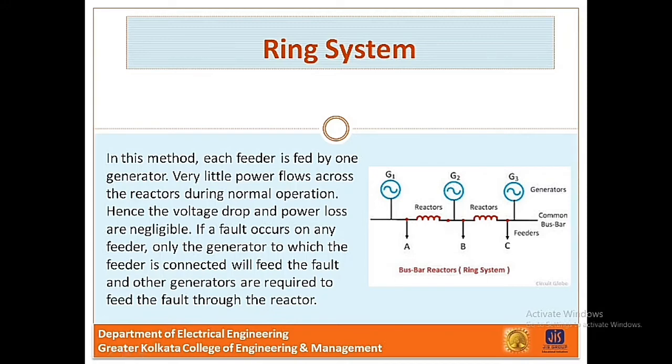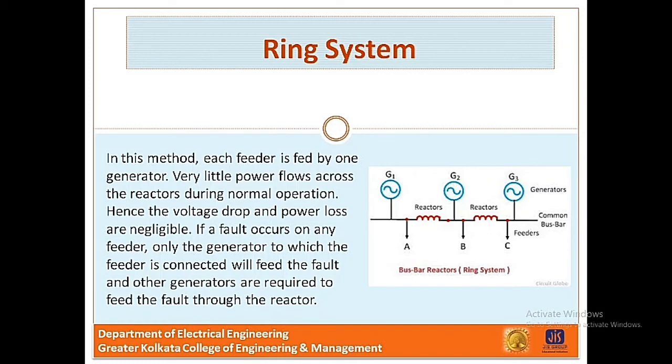Generally, one feeder is fed from one generator only. Under normal operating condition, each generator will supply its own section of load and very little power will be fed to the other generator. This results in low power loss and voltage drop in the reactors. And there is another advantage of this system, that is, if a fault occurs on any feeder, only one generator mainly feeds the fault current while the current fed from the other generator is small due to the presence of the reactors.